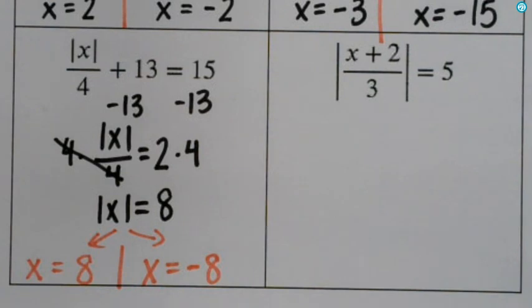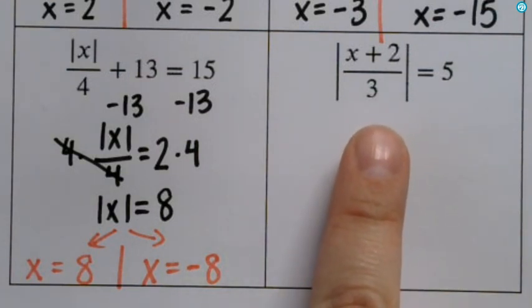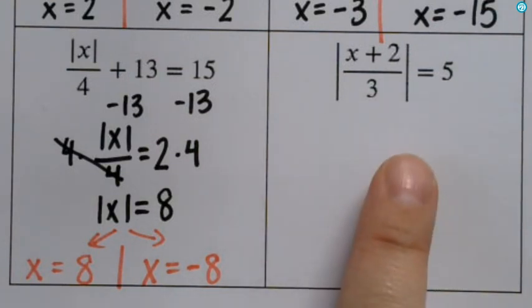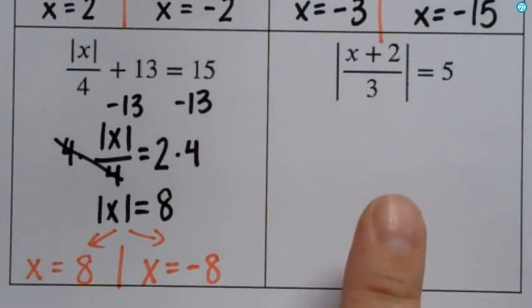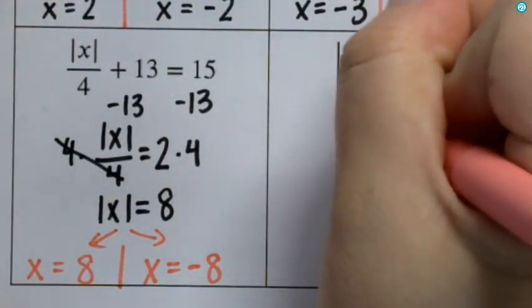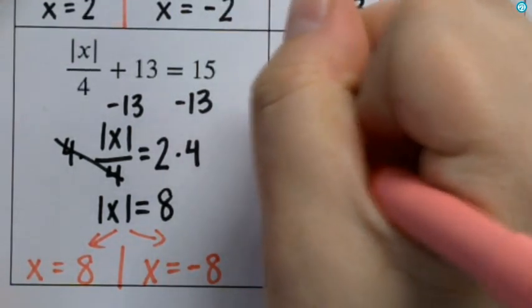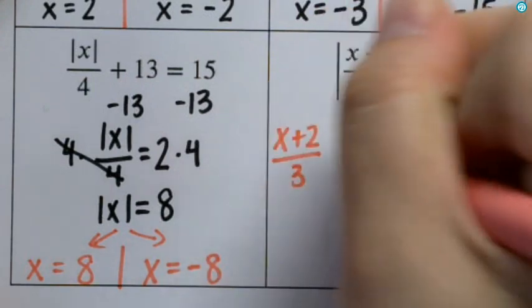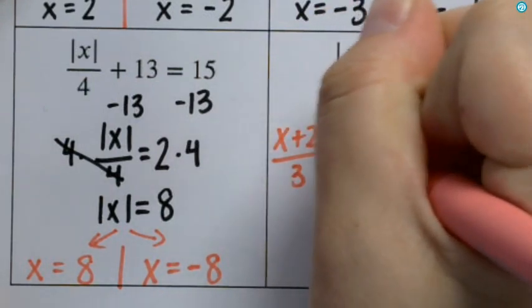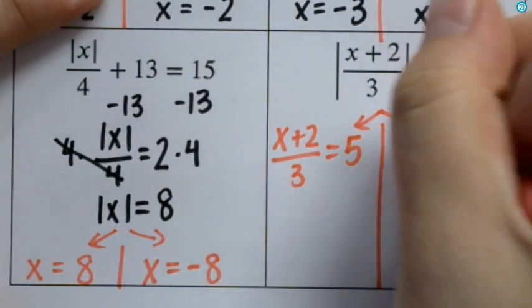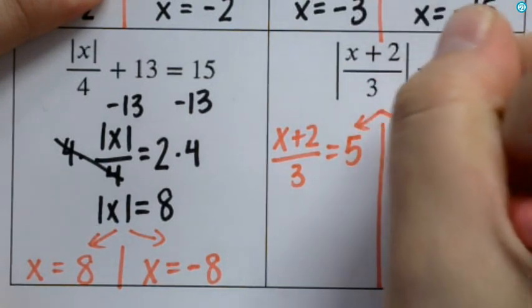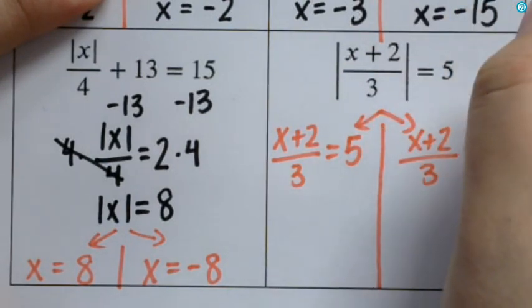Last problem. What is outside my absolute value here? Nothing. So what am I ready to do? Split. So this one I can split from the very beginning. So I'll have x plus 2 all over 3 equals 5. x plus 2 all over 3 equals negative 5.